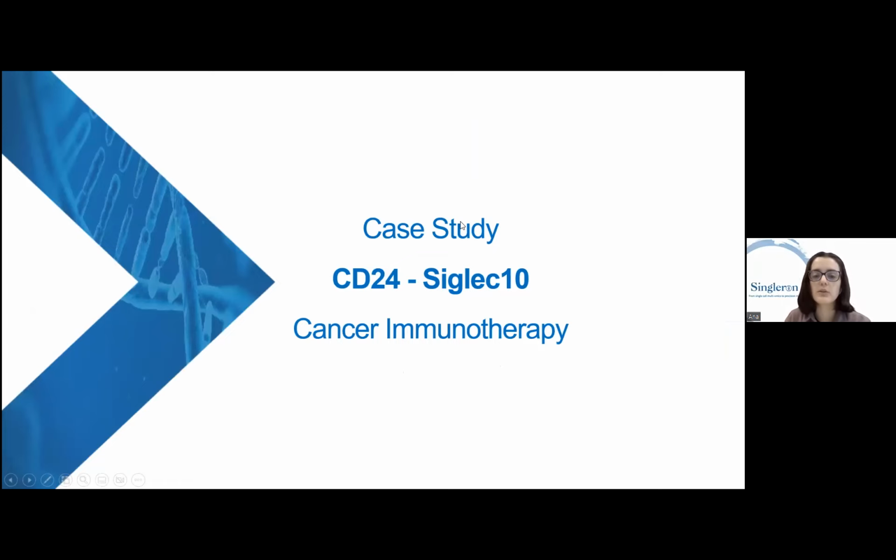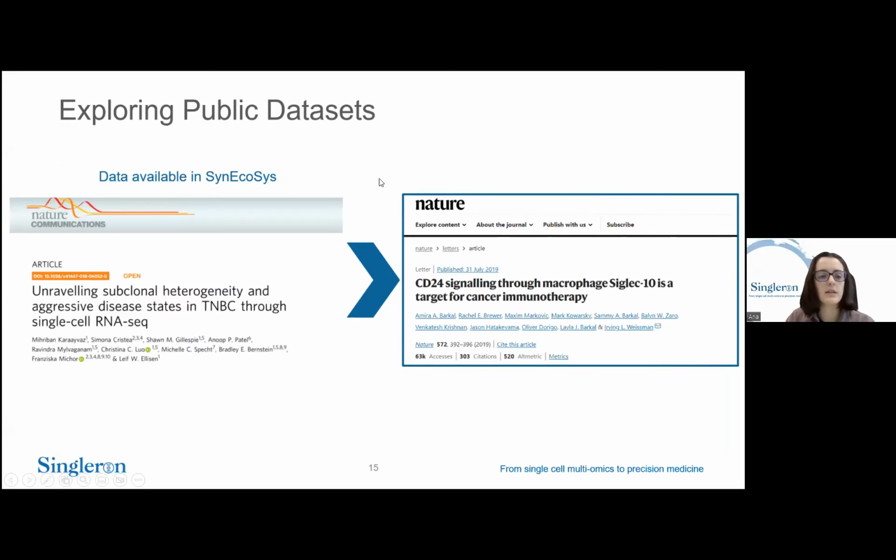But the best way to illustrate how easy it is to navigate and what insights you can gain from SynEcoSys is to use an example. And I would like to use the CD24 Siglec-10 immunotarget as today's example. So this Nature Communications publication generated single-cell RNA-seq for breast cancer for 6 patients. The next publication that I'm showing here from Nature took this data set, analyzed it, and uncovered a potential target for cancer immunotherapy.